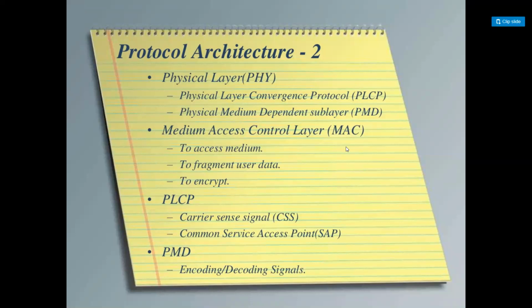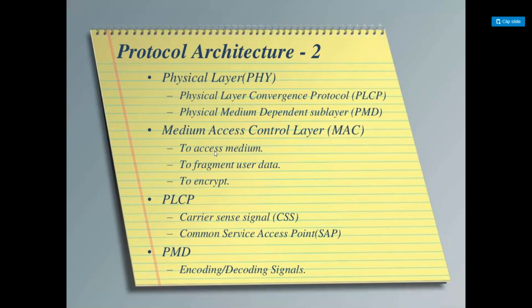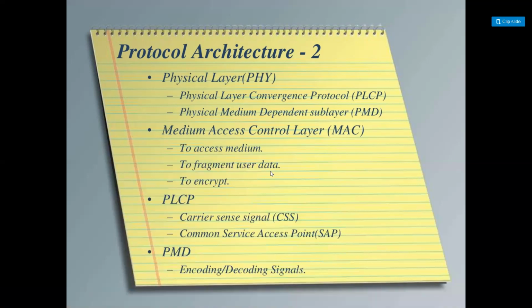Now coming to the next layer, the data link layer, that is MAC, medium access control layer. This is to access the medium. Why? Because this is next immediate to the physical layer, to access the medium and to fragment the user data. One of the responsibilities of the data link layer is to fragment the user data. How will it be fragmented? It will be fragmented in the form of frames, and further, it is also used to encrypt the data. This is about MAC.